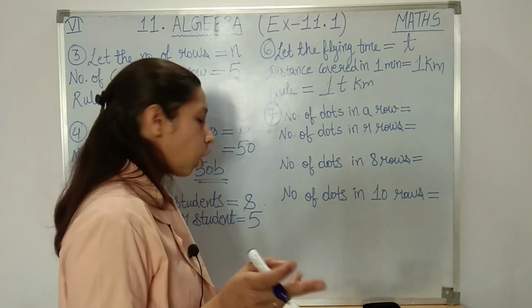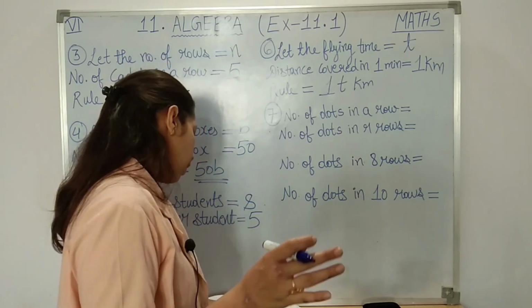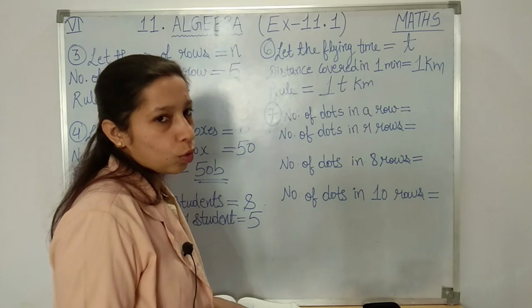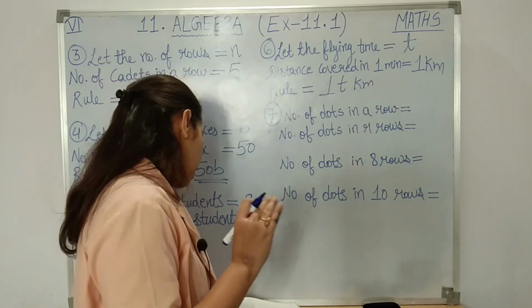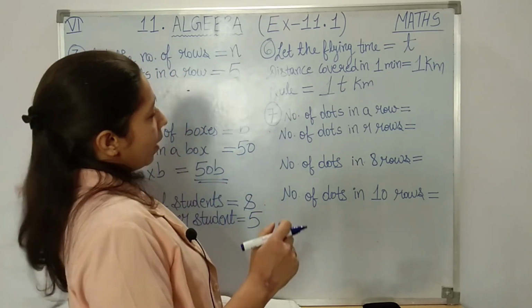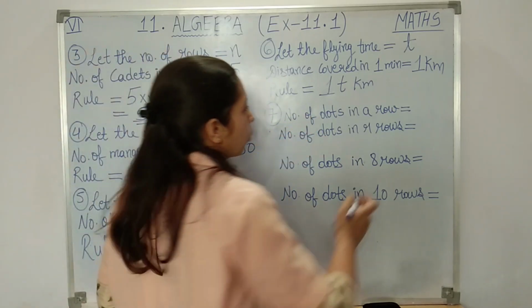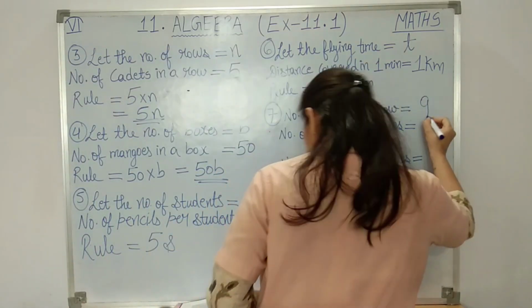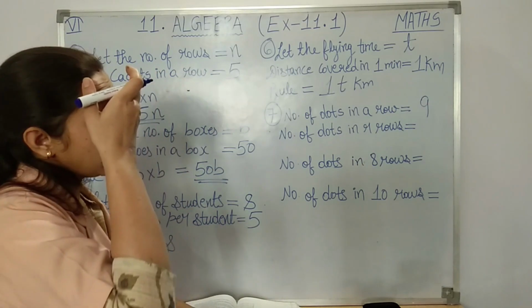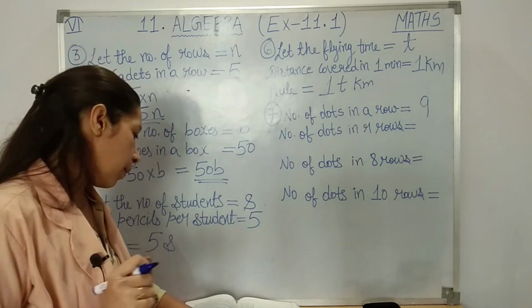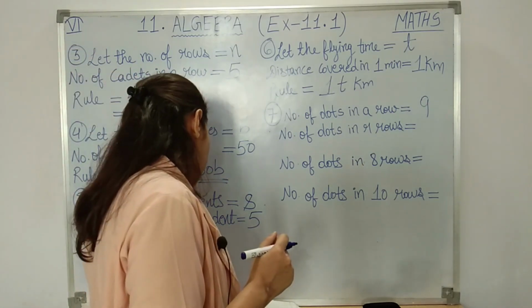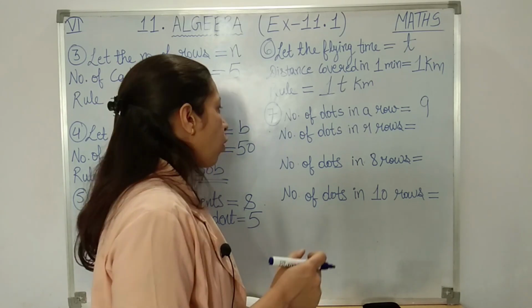Okay, question number 7, students. Radha is drawing a dot rangoli, a beautiful pattern of lines joining dots with chalk powder. You know now what is dot rangoli. Then she has 9 dots in a row. So students, my first step here will be number of dots in a row. Radha is drawing 9 dots in one row. Okay, then how many dots will her rangoli have for R rows?